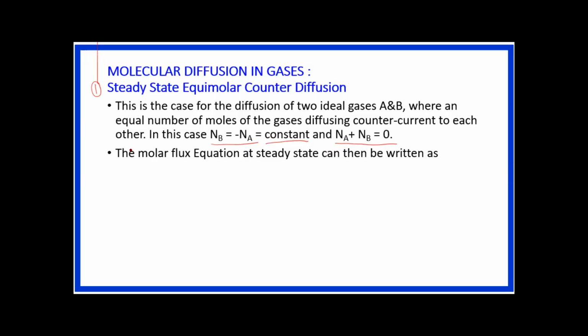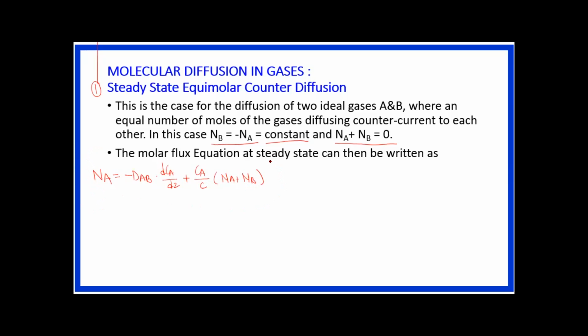For deriving the equation of molar flux, we must write the initial flux equation, that is NA equal to minus DAB into dCA by dZ plus CA upon C into NA plus NB. This is the basic equation for the derivation purpose.